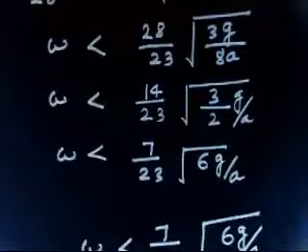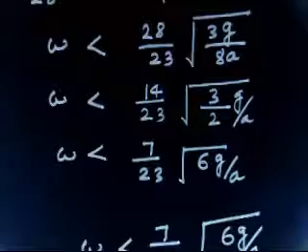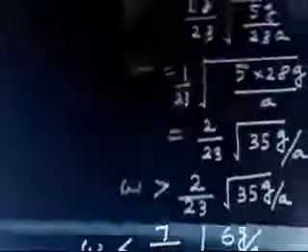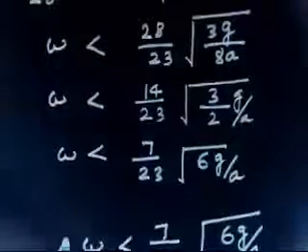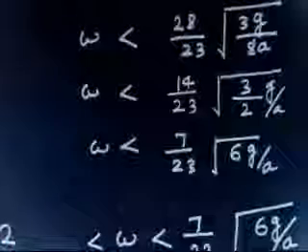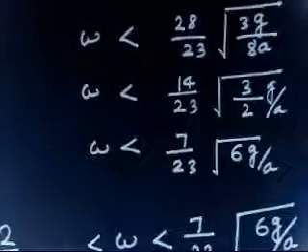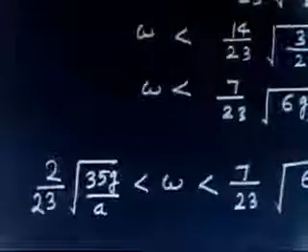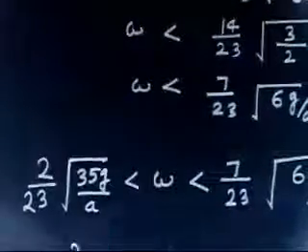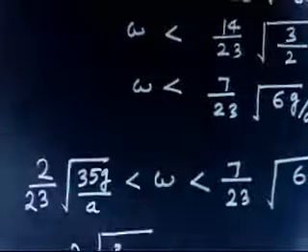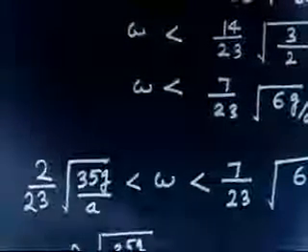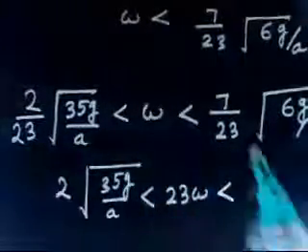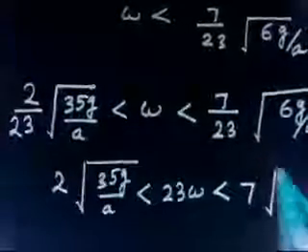And the other condition you have, you check your copy, that is omega should be greater than 2 by 23 under root 35g by a. So this is the condition you have. If you multiply by 23, we'll have 2 into under root 35g by a should be less than 23 omega, and this should be less than 7 under root 6g by a, because I am multiplying throughout by 23.